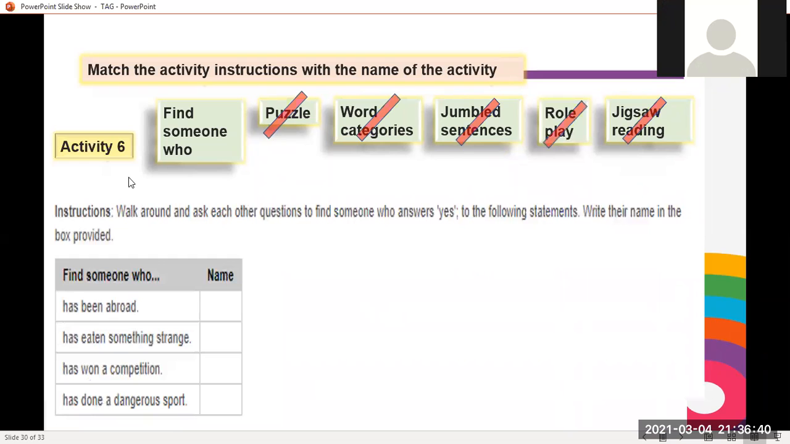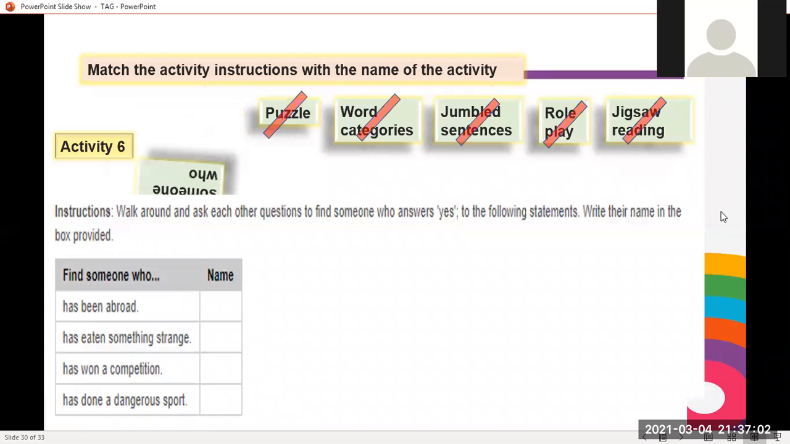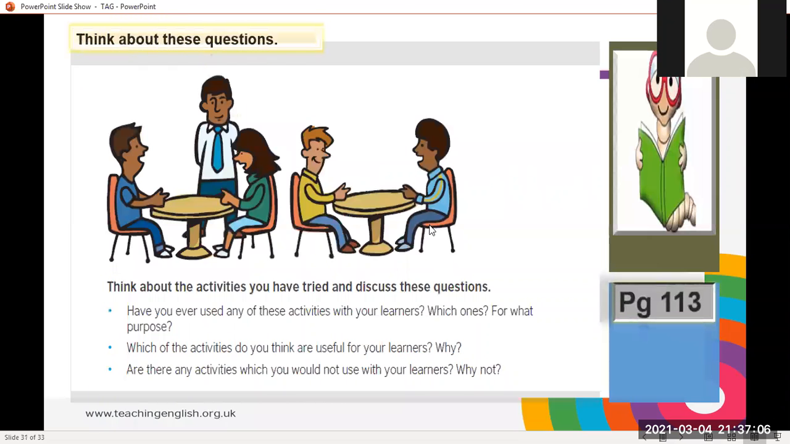The 6th activity, instructions. Walk around and ask each other questions to find someone who answers yes to the following statements. Write their name in the box provided. Find someone who and the name. So, of course, it's find someone who. Okay.